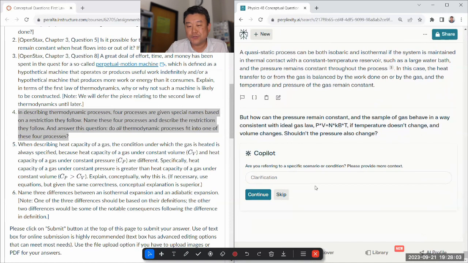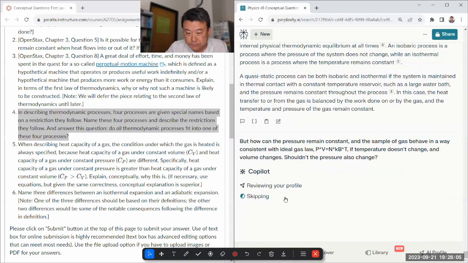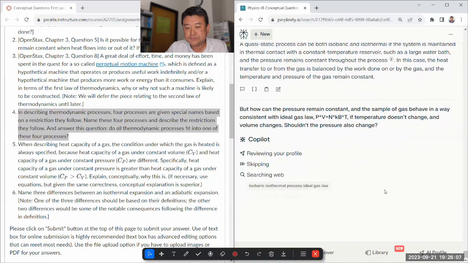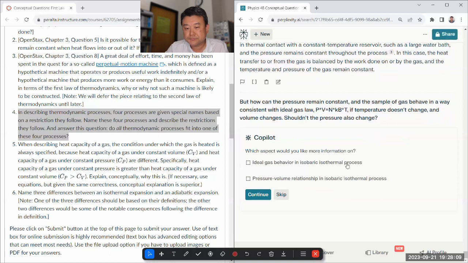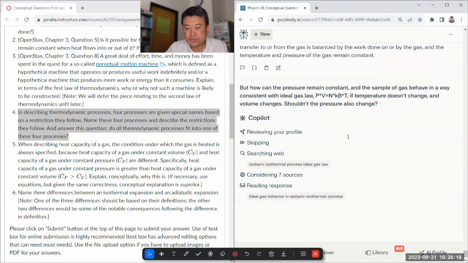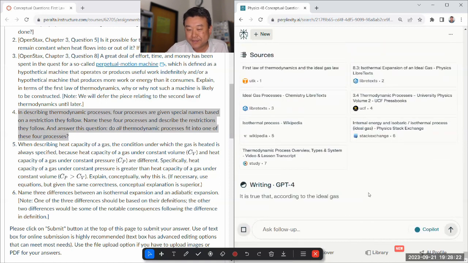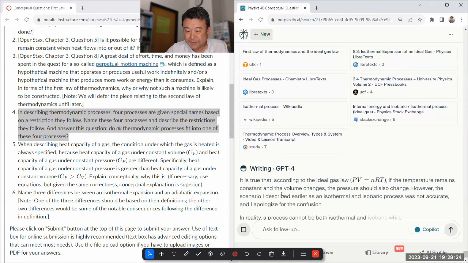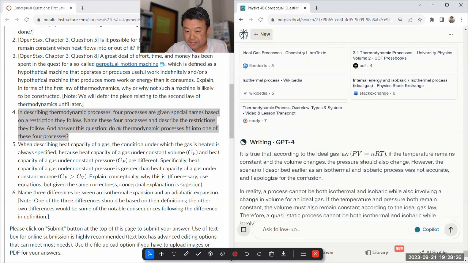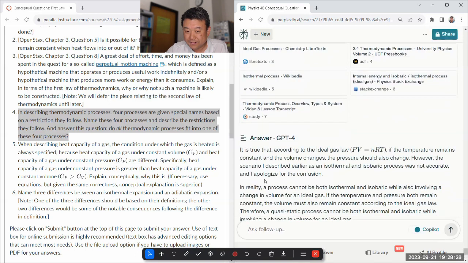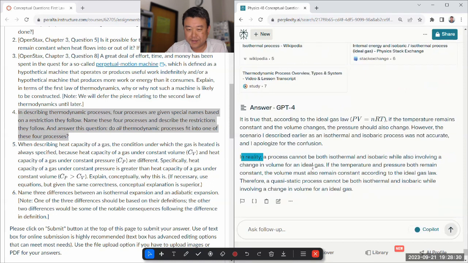That we usually don't do in class. Skip. Doesn't really matter because there's no such thing as an isobaric isothermal process. Yeah. Okay. All right.